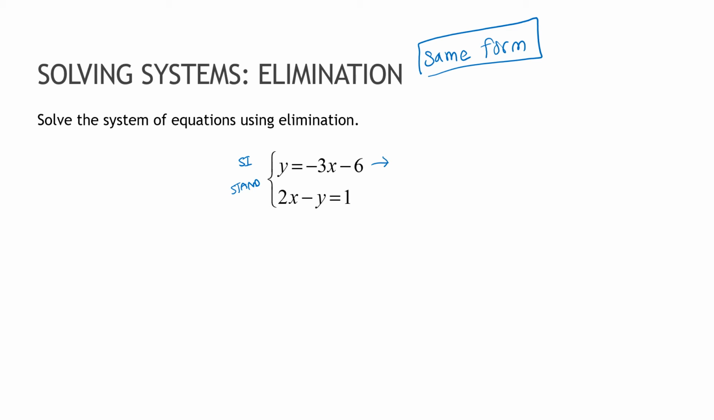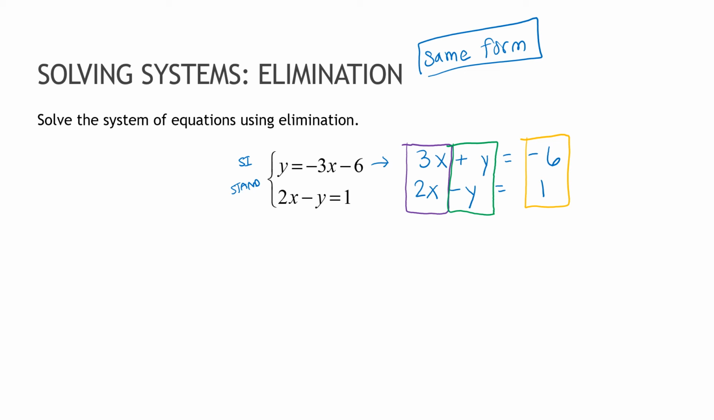So I'm going to turn this equation by adding 3x to each side into 3x plus y equals negative 6. My second equation is going to remain exactly the same. So now as we can see, I have these in the same form. So elimination is actually my favorite of the three, if it's already set up well. And notice I've got x's lined up, and I've got y's lined up, and I've got constants lined up. So that's what you need for elimination.